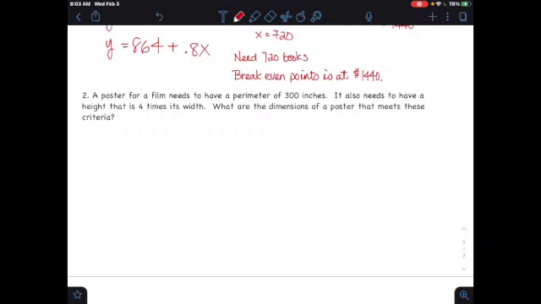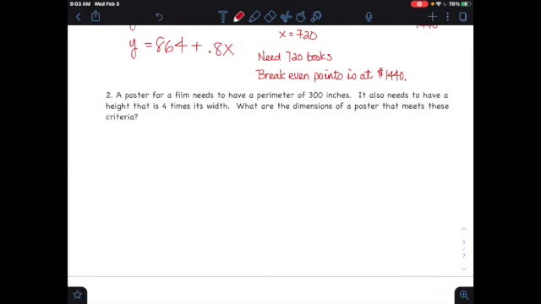Example number 2. A poster for a film needs to have a perimeter of 300 inches. It also needs to have a height that is 4 times its width. What are the dimensions of a poster that meets these criteria? What you need to do is draw the picture and then decide how you set it up. So here is my poster. This is the width and this is the length.